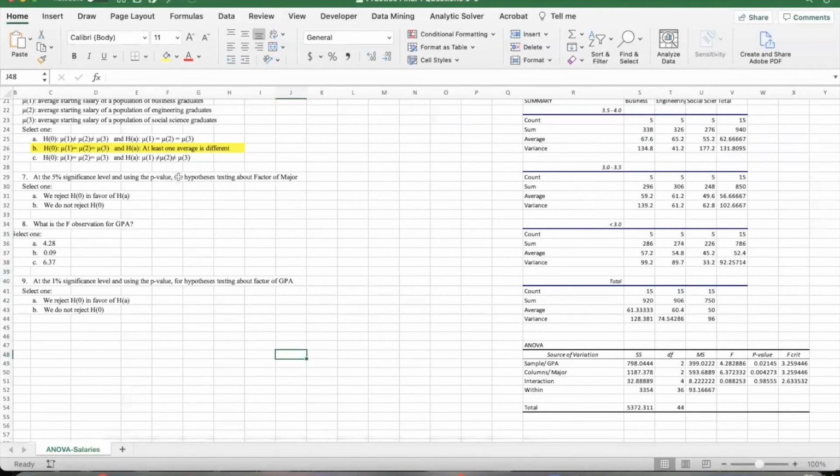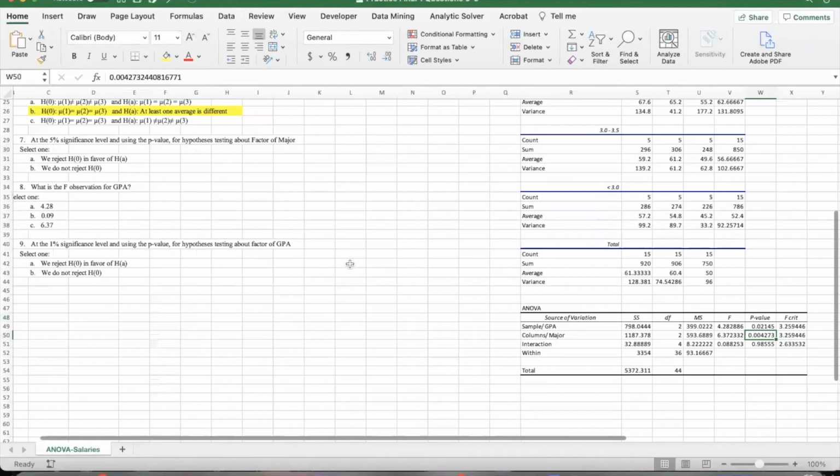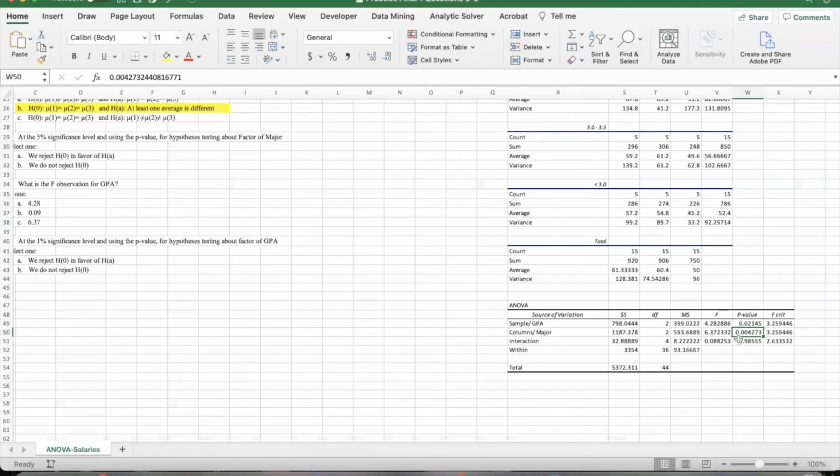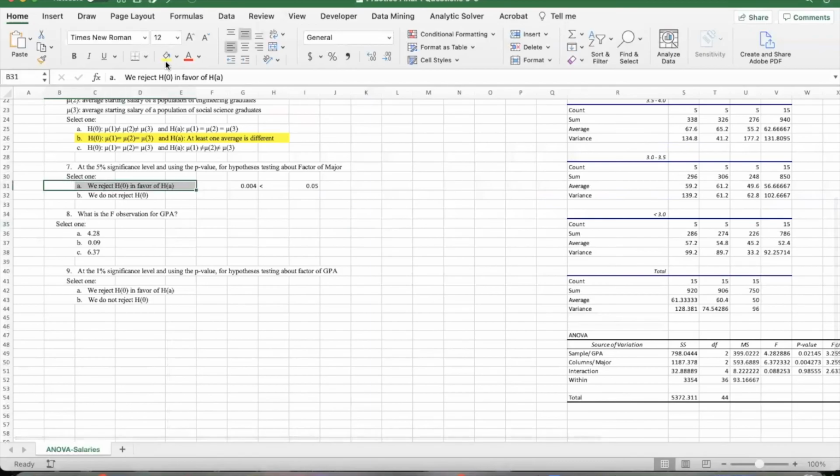So 7, using the p-value for major. Do we reject or do not reject? Looking right here, we have 0.004. So this p-value, 0.004, is less than our alpha, 0.05. And whenever our p-value is less than alpha, we reject. So the answer here is going to be A. We reject. Okay.